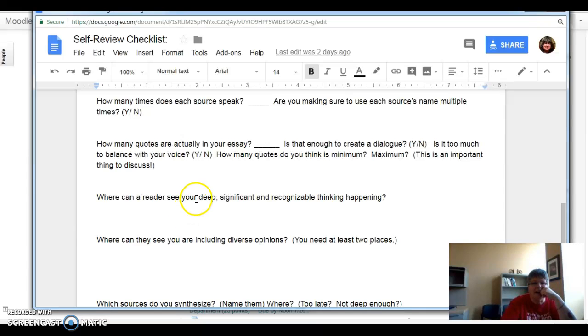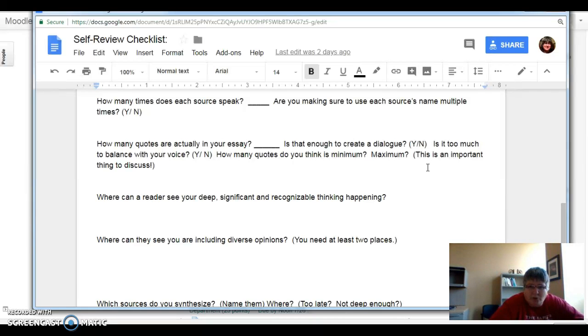How many quotes are actually in your essay? Is it enough to create a dialogue? Is it too much to balance with your voice? How many quotes do you think is minimum or maximum? And I say this is an important thing to discuss. I'd love you to text me, come in, talk to me about it. But there is a balance you have to be striking.